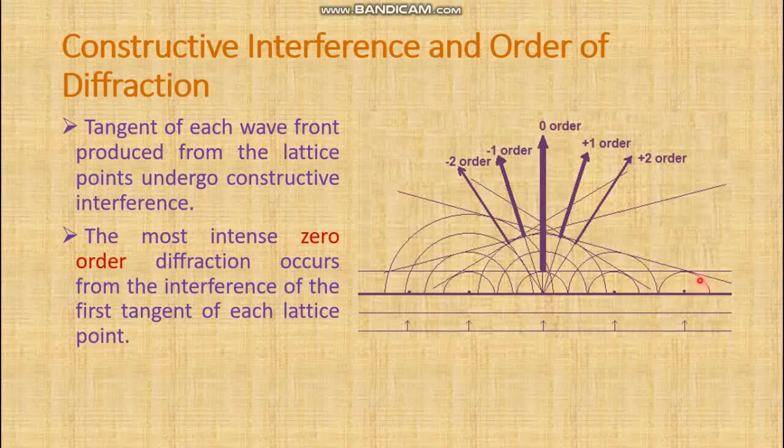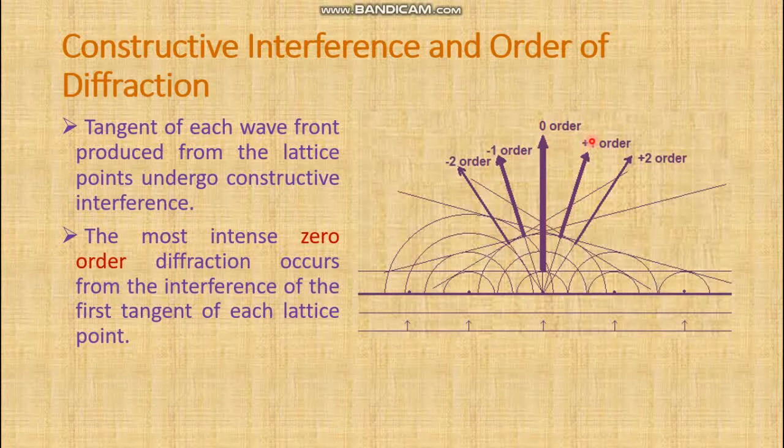Look, this is the tangent on the first sphere of this lattice point, while this is common with the tangent of the second sphere of this lattice point, the tangent of the third sphere of this lattice point, as well as the tangent of the fourth sphere of this lattice point. This way also a comparatively weaker constructive interference takes place, and a weaker spot is also obtained here in this point in the X-ray photographic plate, and this is known as the first order reflection.